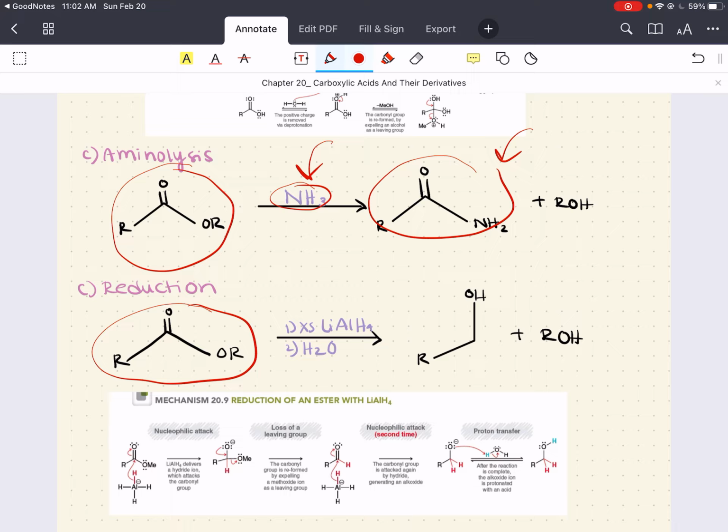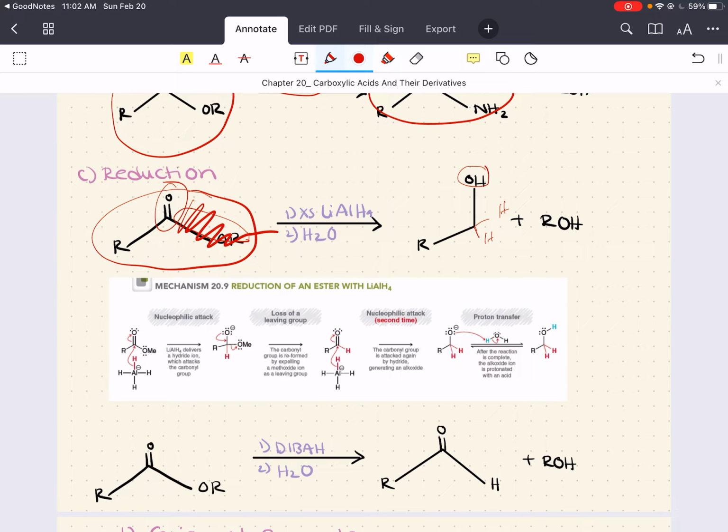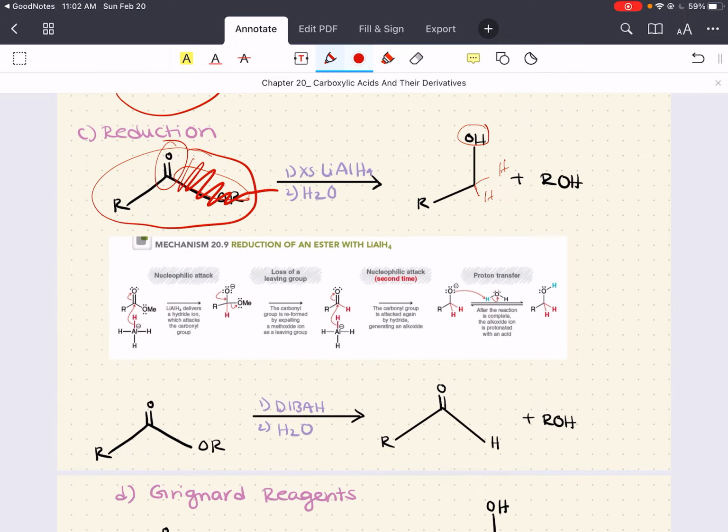Our good old lithium aluminum hydride. What happens here is our carbonyl becomes an alcohol group and we reduce it. So now we just have hydrogens in that position instead of this group. Here's again the process of reduction of an ester with lithium aluminum hydride. It is a very similar mechanism as we have seen with the reduction of all the other carboxylic acid derivatives as well.